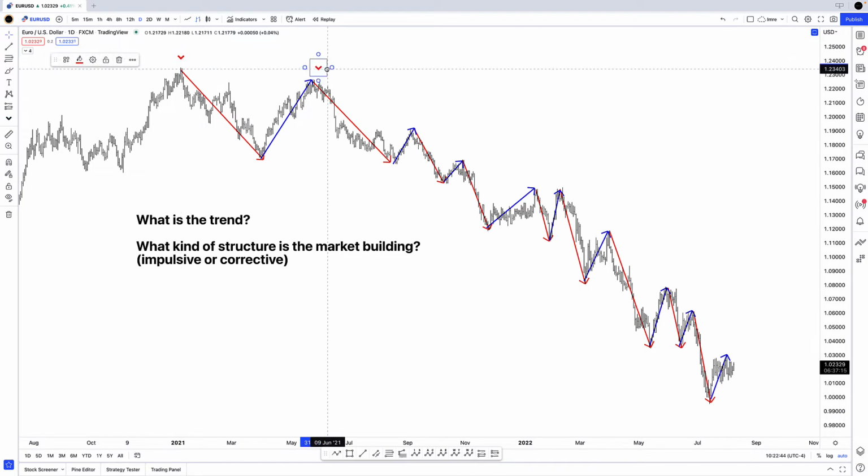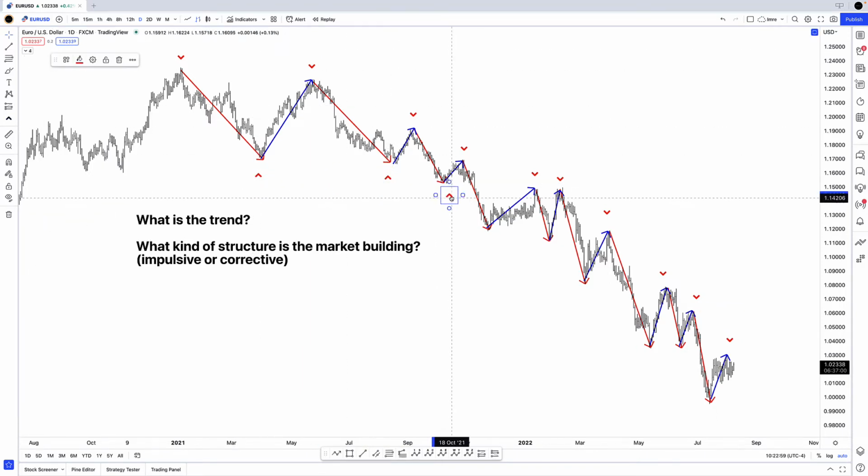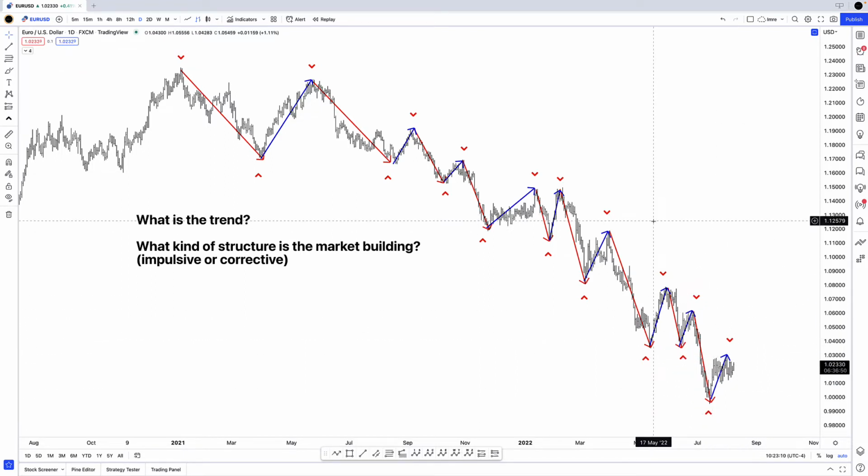So here we have a series of swing points moving down. These are our lower highs, okay? And then at the same time, we have a series of lower lows. So the impulsive phase of the market is going to carry this downtrend to lower lows, whereas the corrective phase of the market is going to put in our lower highs.